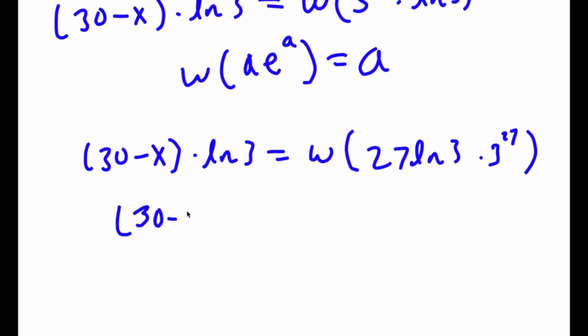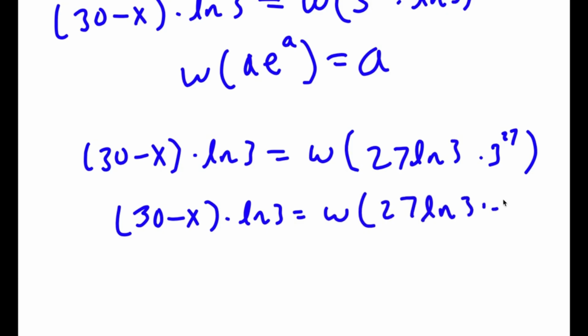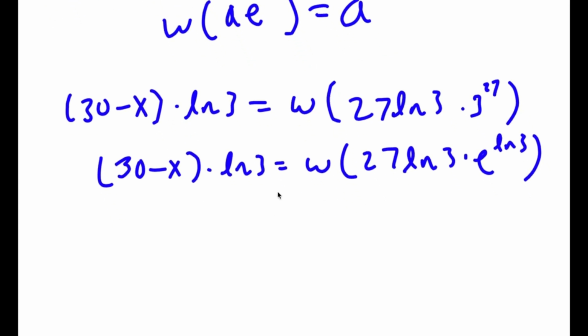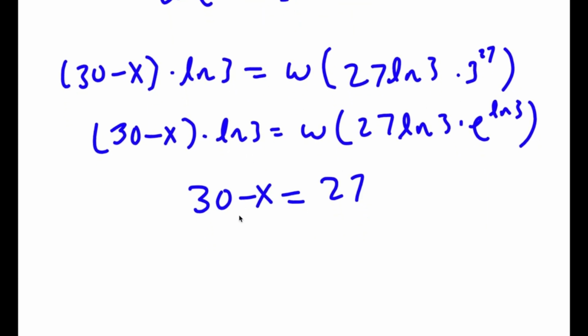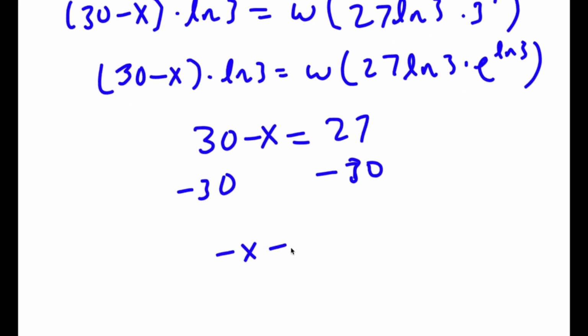Now I can write this as 30 minus x times ln 3 is equal to the W Lambert function of 27 times ln 3 times e to the power of ln 3. And now I can simplify this to 30 minus x is equal to 27 because the W Lambert function is in the right form, so this is equal to 3. So now I have a simple equation. All I have to do is subtract 30 on both sides. So I get negative x is equal to negative 3, meaning x is equal to 3. So this is my answer.